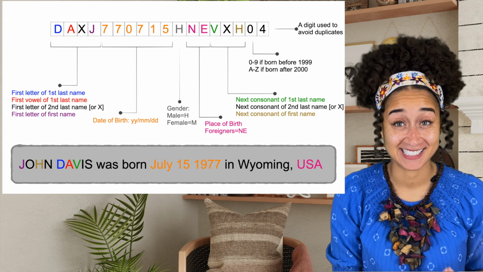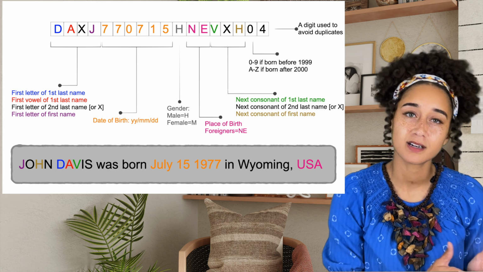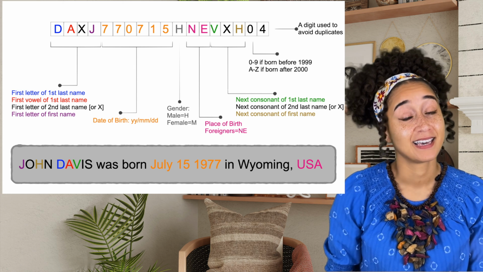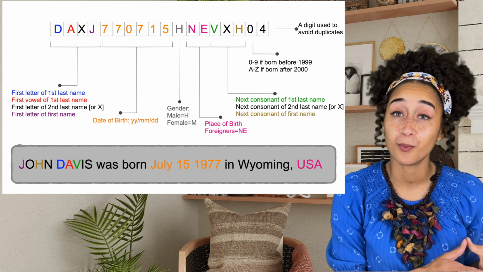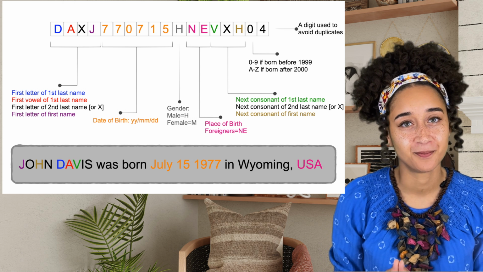The next 6 digits of your CURP are numbers of your date of birth in the format of 2 digits for the year, 2 digits for the month, and 2 digits for the day. And the next digit is to identify your gender. H is for hombre, or man, and M is for mujer, or woman.